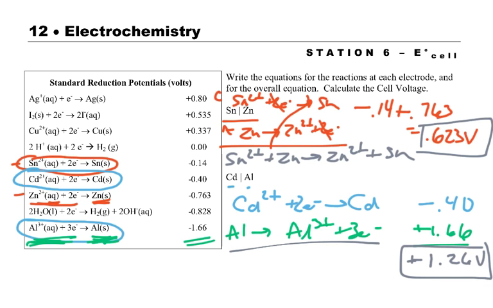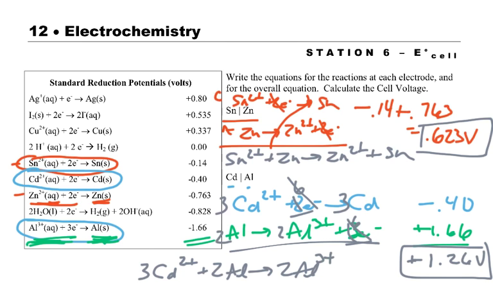Before I put it together, this is 2 electrons and 3 electrons, so I'm going to have to triple this one, so 3 and 3, and make that a 6. And I'm going to double this one, 2 and 2, and that'll make that a 6. So my 6 electrons cancel. So my final equation is going to be 3 Cd2+ plus 2 aluminum metals turn into 2 Al3+ and 3 cadmium metals. So that's my equation, and there's the voltage that goes with it.